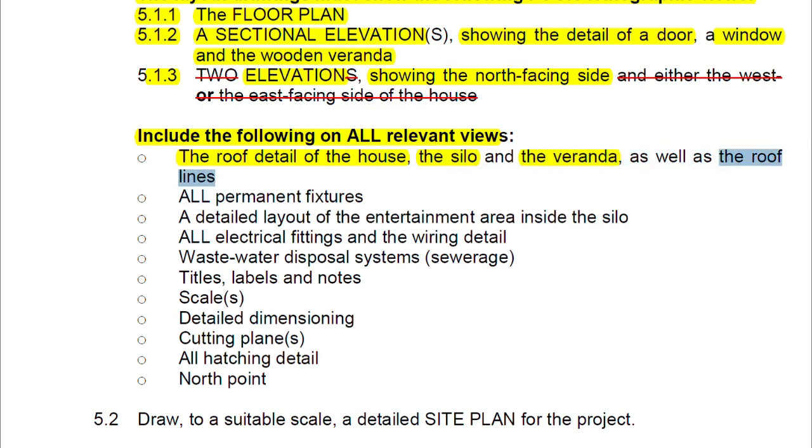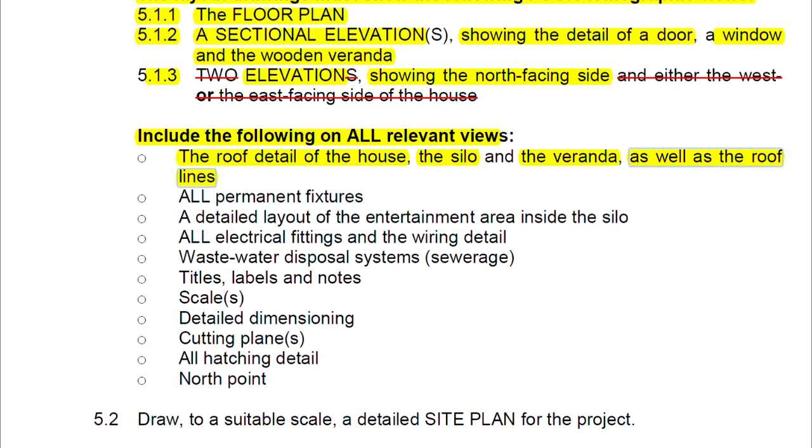Let's look at the floor plan specifically. The roof detail of the house must be included. So that's a line indicating the outside of that roof detail, the silo, the veranda, as well as the roof lines. And that's going to be, for instance, in your elevation. Make sure your north elevation has these three elements in. Make sure your cutting plane has these elements in.